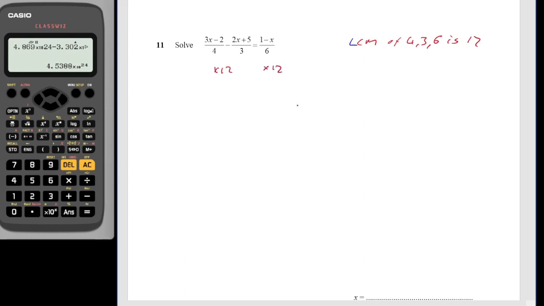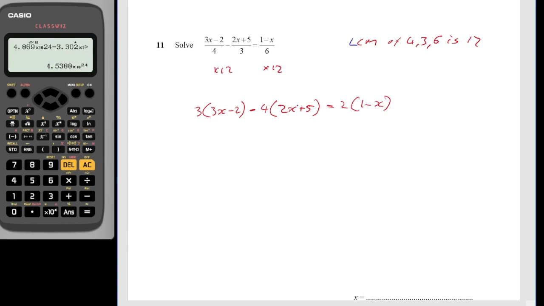So if I times this fraction by 12, it has a result of timesing by 3 because the 4s cancel. So we would have 3 times 3x minus 2, minus, if I times this one by 12, I would be left with 4 times 2x plus 5, and if I times this one by 12, I'm just left with 2.